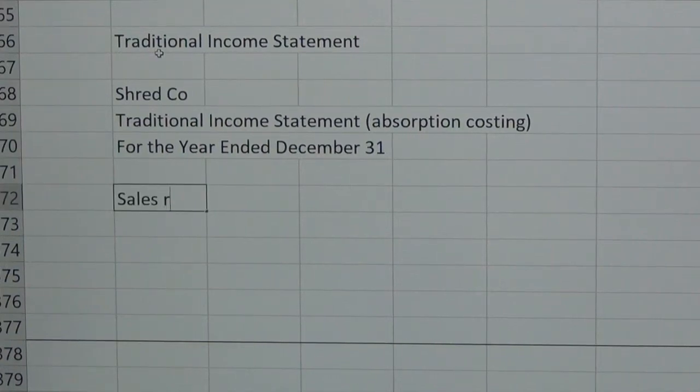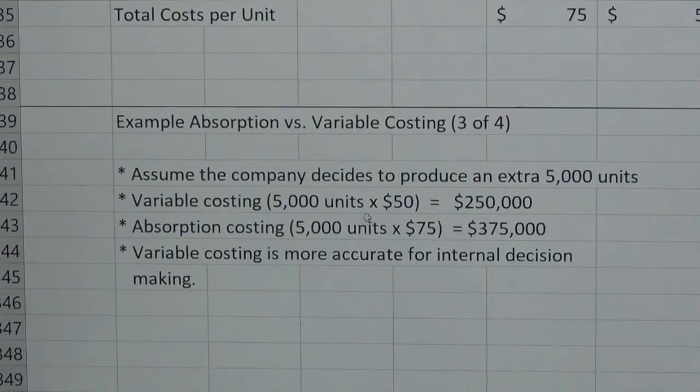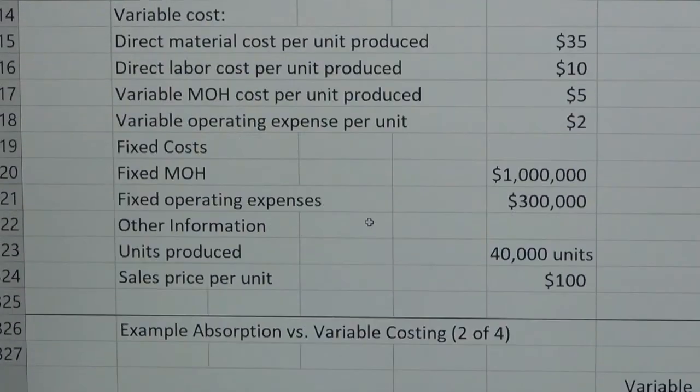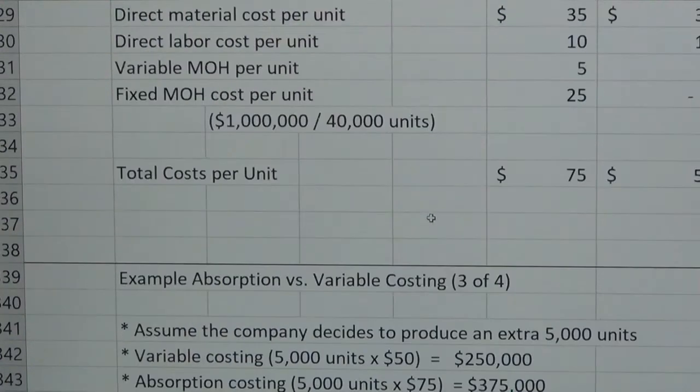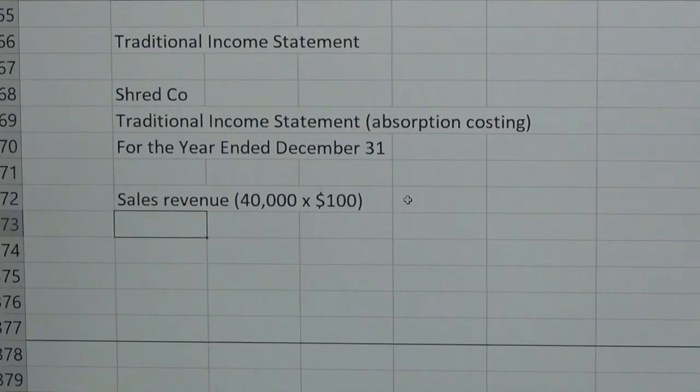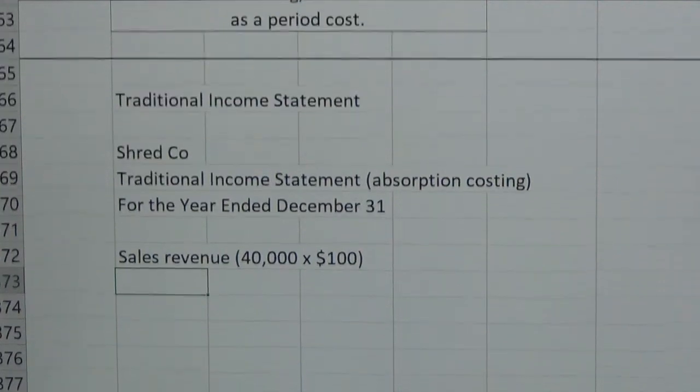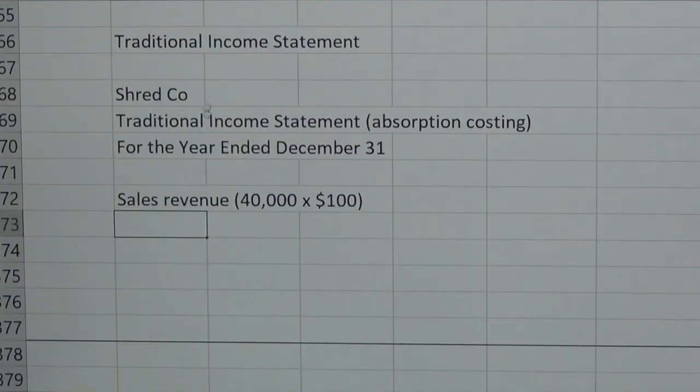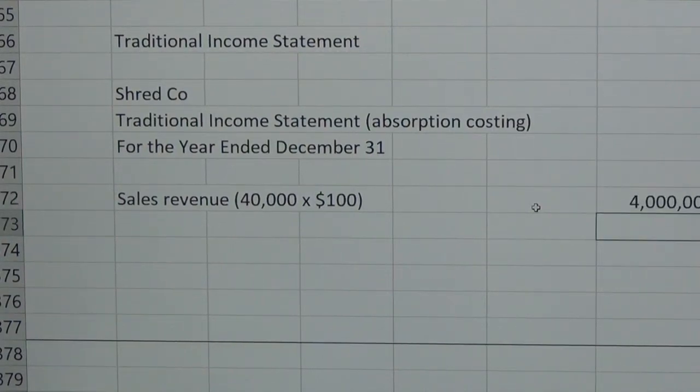First, sales revenue, which is going to be 40,000 units multiplied by $100 per unit. I think that was given, the sales price. Under other information, was that given for us? Sales price per unit, $100, yeah. Okay. So now we're going to put together an income statement based upon the two methods. This is the traditional, the full absorption method, so the total amount of sales revenue is going to be $4 million.